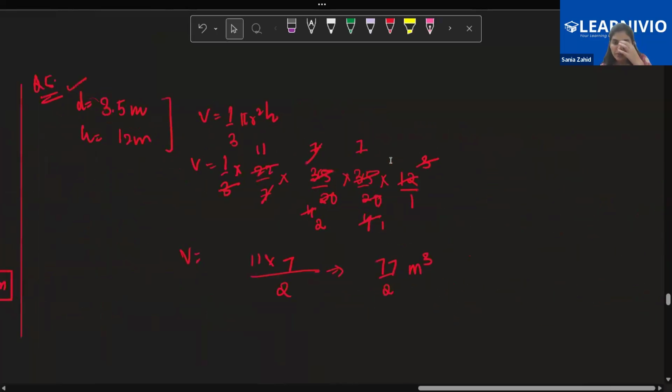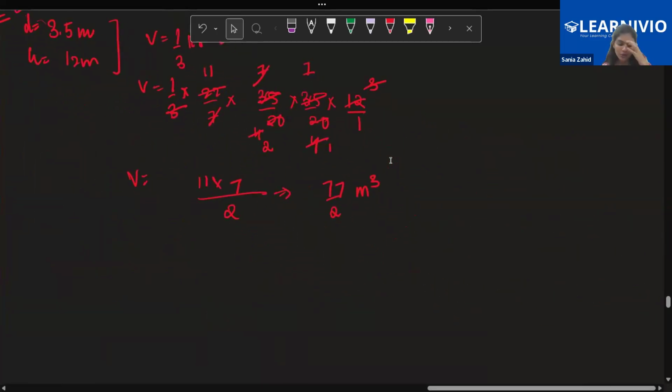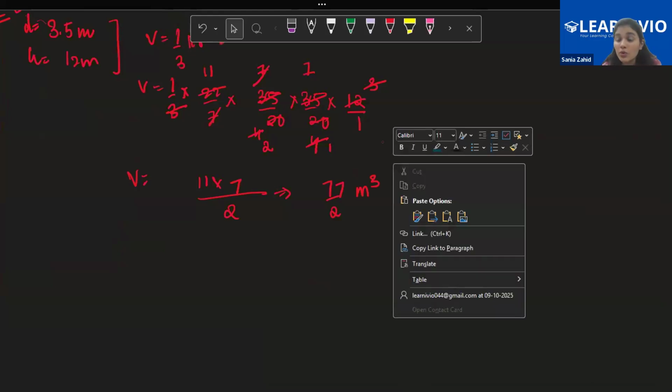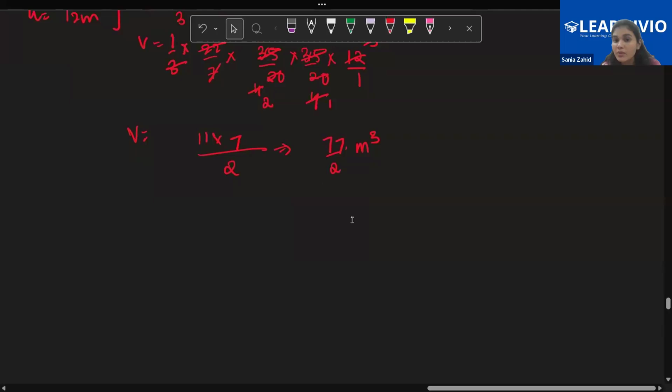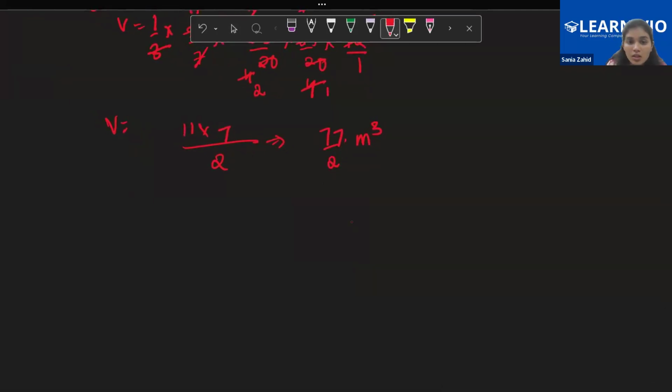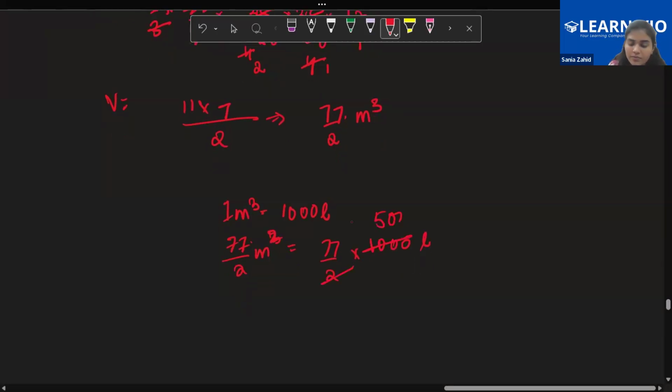Yeah, so I was actually explaining this question. How will you convert 77/2 meter cube into liters, and then into kiloliters? Again, first you convert into liters, then into kiloliters. What was the relationship between meter cube and liters? 1 meter cube is equal to 1000 liters. So 77/2 meter cube will have 77/2 into 1000 liters. So 500.